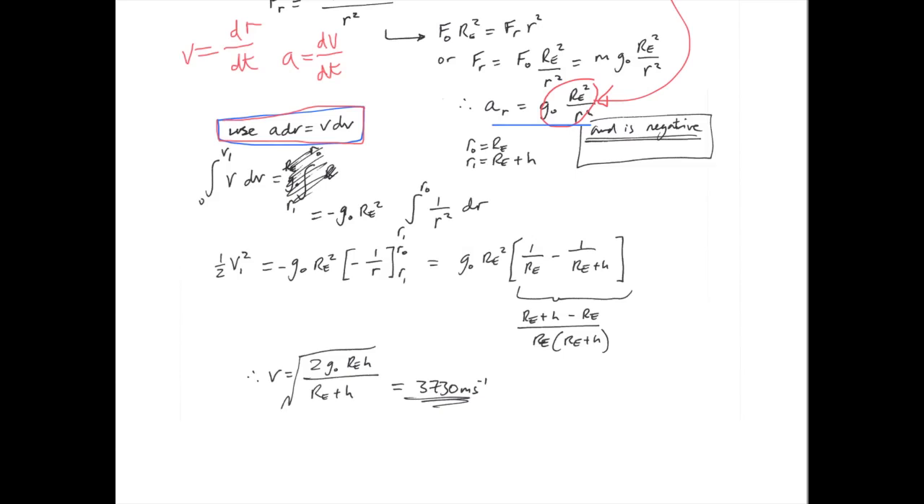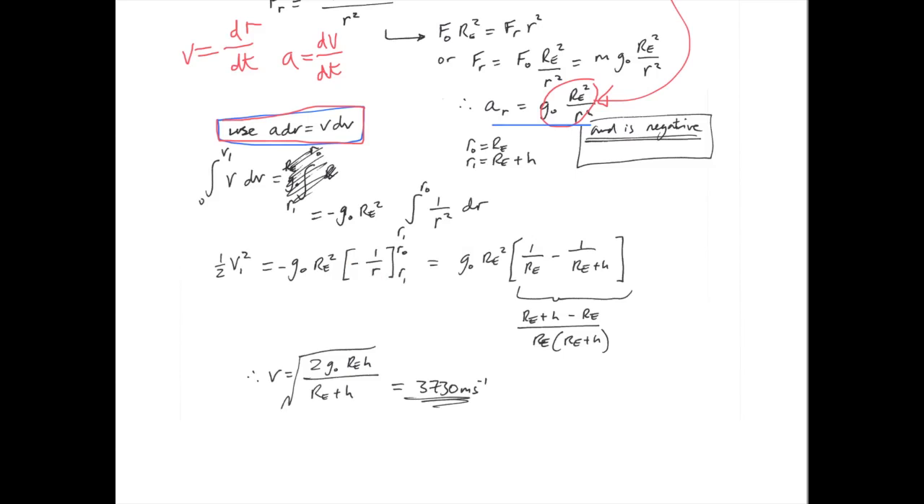So using this, we make our integral, velocity on the left hand side, and 1 over r squared on the right hand side, where g0 and Re squared are constant, so they go outside. Then you integrate the left hand side to get half v squared, and integrate the right hand side, minus g0 Re squared. The integral of 1 over r squared is minus 1 over r.